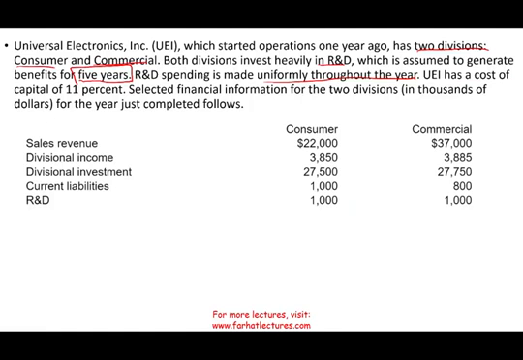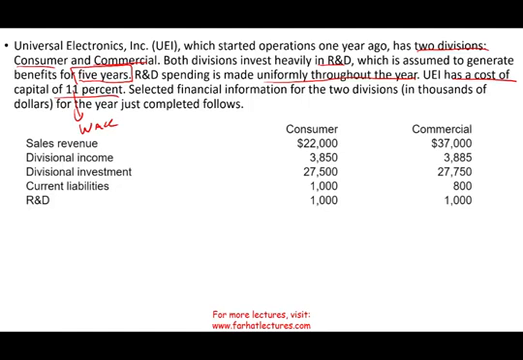Universal Electronics has a cost of capital of 11%. Cost of capital is the same thing as WACC, and it's already computed for you. Selected financial statements are as follows. Compute EVA, or economic value added, for this company.